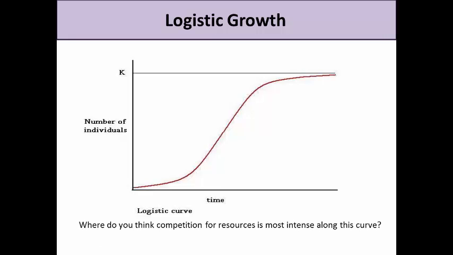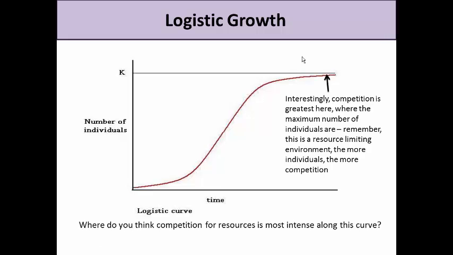So where do you think competition for resources is most intense along this curve? Well, oftentimes students get very confused by graphs. You can see up here, the population is no longer growing. This actually is the place where competition is most intense. And that's because at this spot, you have the maximum number of individuals that that environment can support. And once you get to that part, you have the most individuals that you're going to get competing for limited resources, so competition will be most intense.